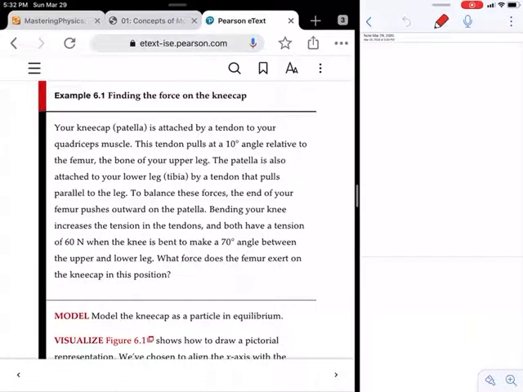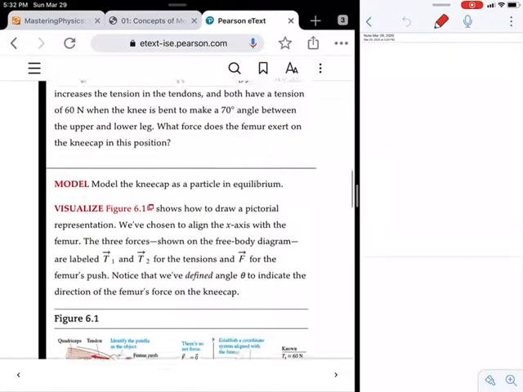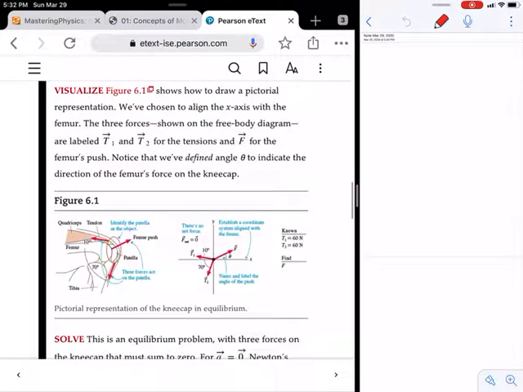And it says to balance these forces, the end of your femur pushes outward on the patella. Bending your knee increases the tension in the tendons, and both have a tension of 60 newtons when the knee is bent to make a 70-degree angle between the upper and lower leg. What force does the femur exert on the kneecap?